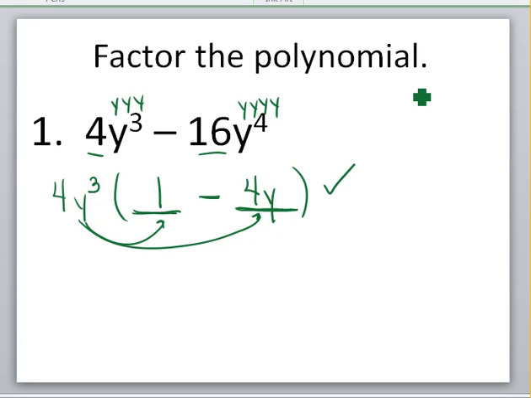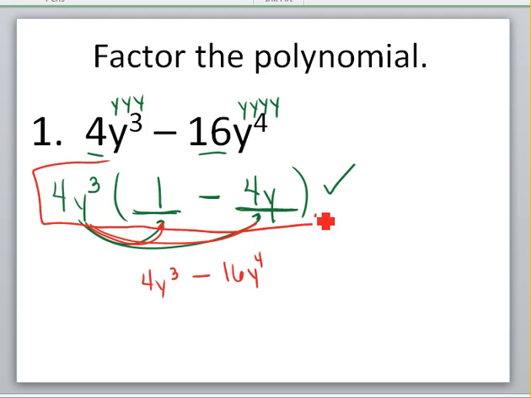You can check all your solutions by distributing it back out. So if you were to distribute this, you would get 4y cubed minus 4 times 4 is 16, y to the third times y is y to the fourth. You get back to where you started. This is the solution that we're looking for, though.